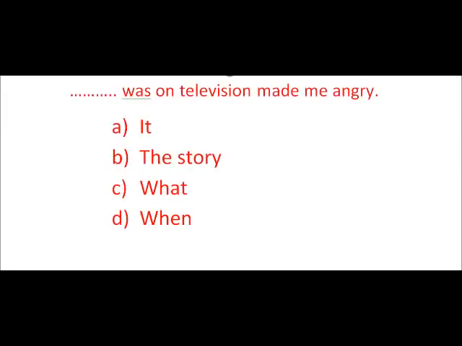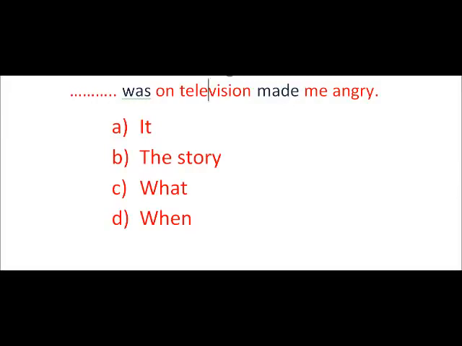Now look at this fantastic question here, which is an MCQ question. Wars on television made me angry. And then we've got A, B, C, D, 4 choices. We've got it, the story, what, and when. Now let's analyze this one in order to be sure about what we're doing. Now we've got was here, which is a verb. Fantastic. We've got was as a verb. Then we've got made, which is another verb. Okay, so we've got 2 verbs here, no connectors, which means that we need a connector.